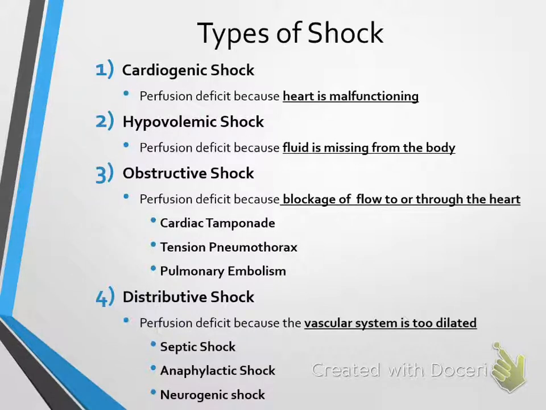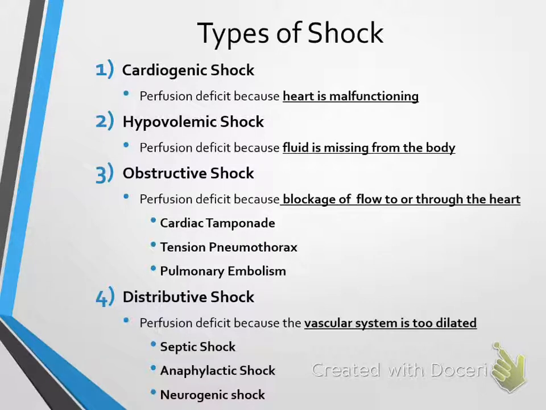With acute heart failure and cardiogenic shock, you've got a low blood pressure. With hypovolemic shock, you've got a low blood pressure. With obstructive shock, you've got a low blood pressure. With distributive shock, you've got a low blood pressure. Shock is another word for just low blood pressure. And you have to know the reason why you're having a low blood pressure. Is it because your heart's not working? Is it because fluid is missing from the body? Is it because blood cannot get through to the heart? And that one's called obstructive.